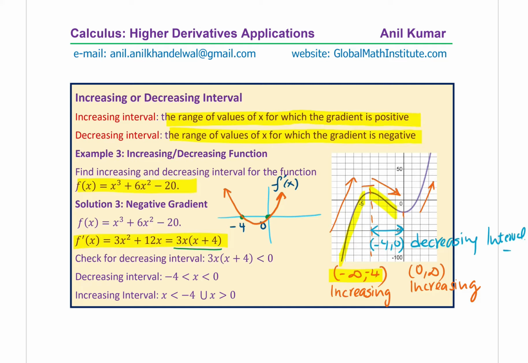Now from here, it is very clear that the positive portion is from minus infinity to minus 4 and from 0 to infinity. Is that clear to you? And here in between, it is negative. So that is the graph of the derivative as we have marked.